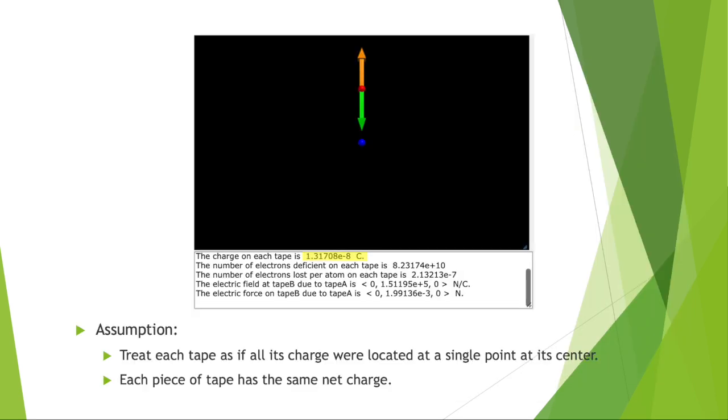This is the output of the model, with the red dot being tape B and the blue dot being tape A. The green arrow depicts the force of gravity, and the orange arrow depicts the electric force that cancels it out. The assumptions for this model are that each tape has all its charge located at a single point in its center, and each piece of tape has the same net charge.